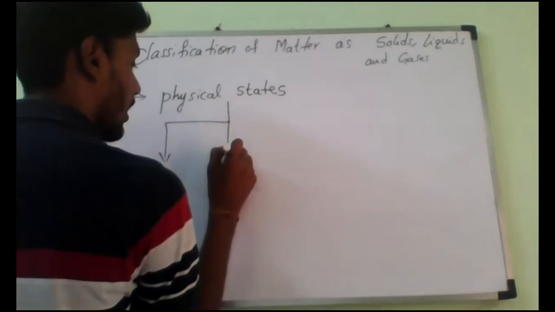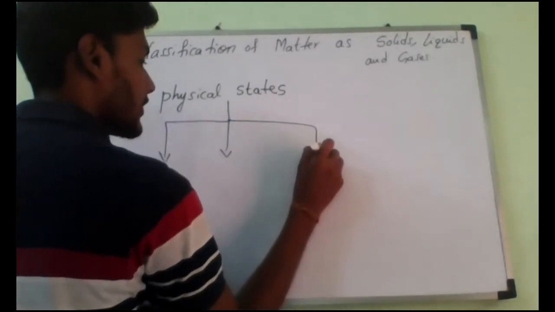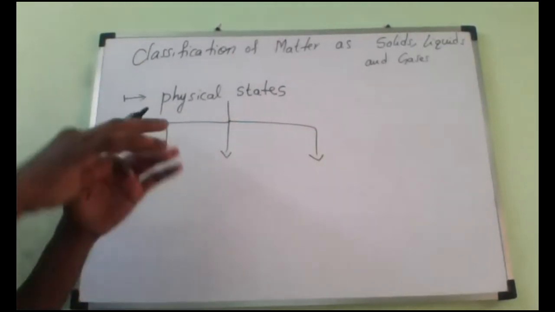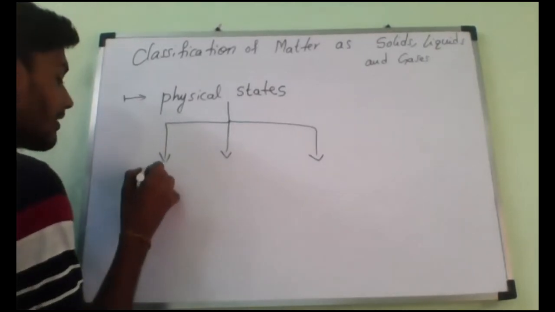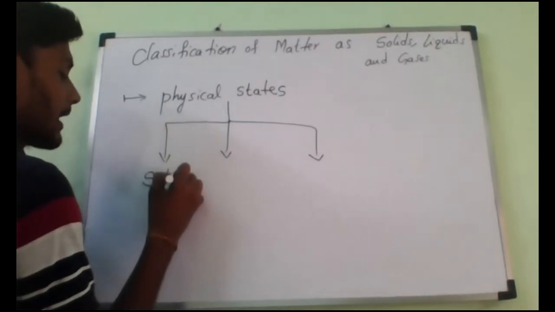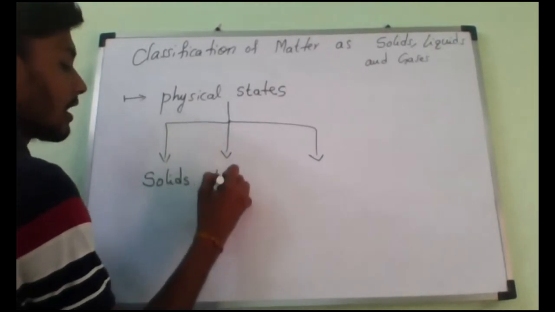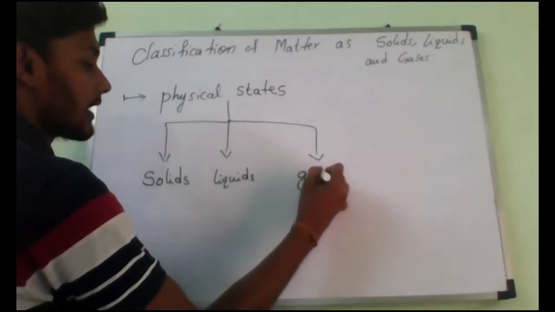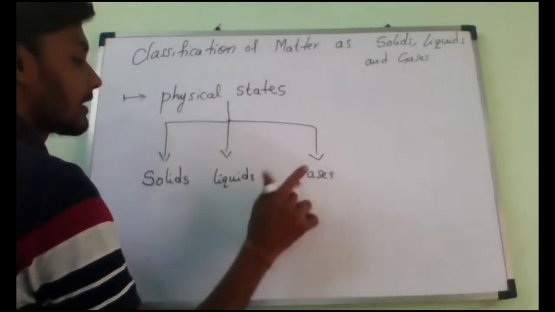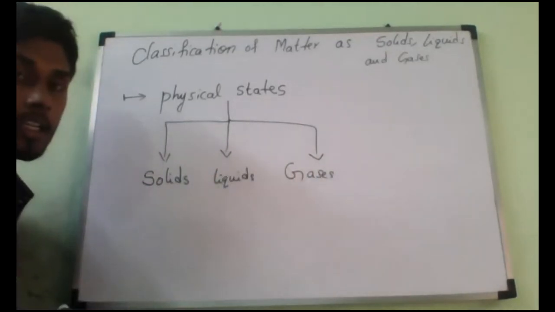What is that? Based upon the physical state, matter is classified as solid, liquid, and gas: solids, liquids, and gases. So now, let us go for it.